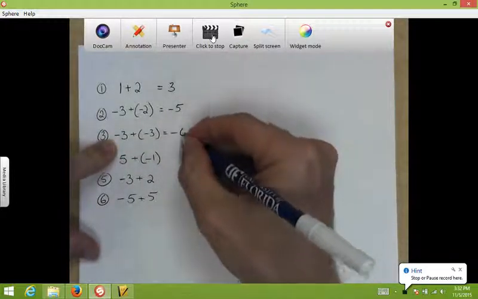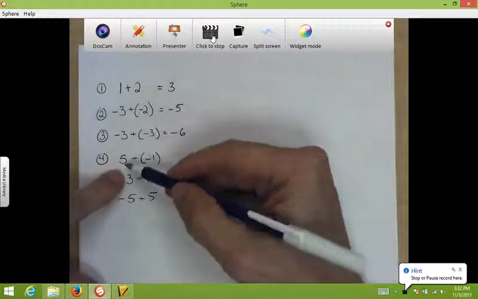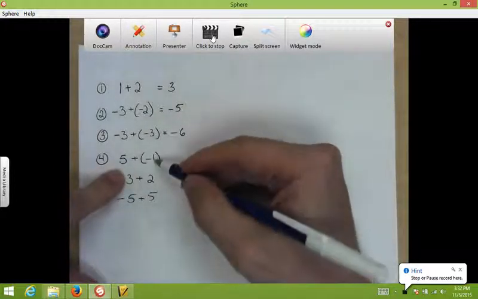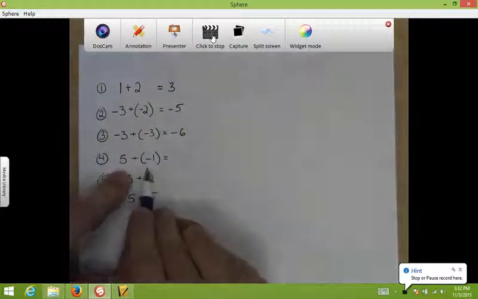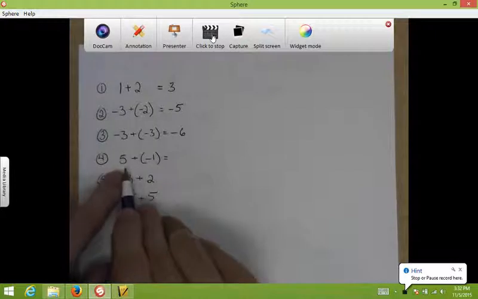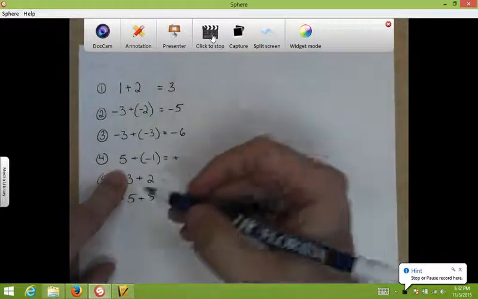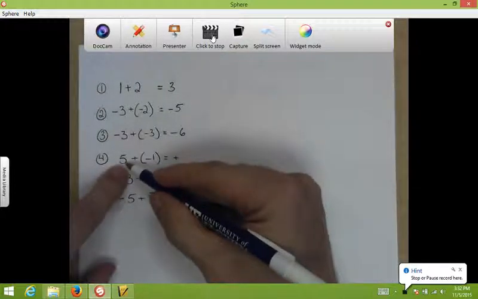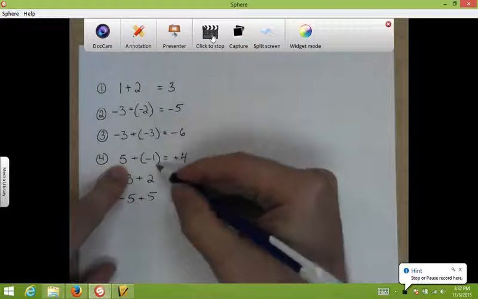Right here, 3 negatives, another 3 negatives, put them together, what do you got? 6 negatives. Okay. Now here, this is where the signs are different. I got 5 positive plus 1 negative. So what you're going to do is look at this and say, okay, do I have more positives or more negatives? Well, I got more positives. That means my answer is going to be positive. You don't need to write that plus, but if it helps you, you can. What's the difference between the integer 5 and the integer 1? Well, 5 minus 1 is 4. So the answer to this is positive 4.